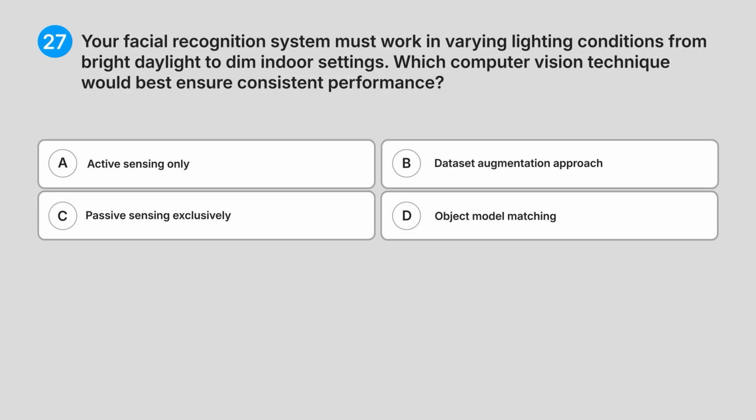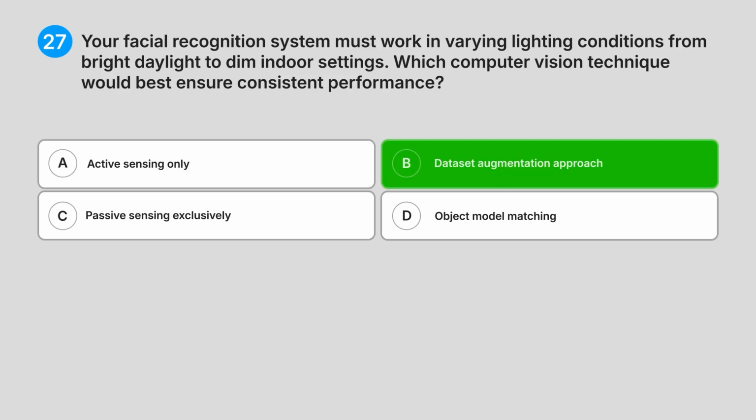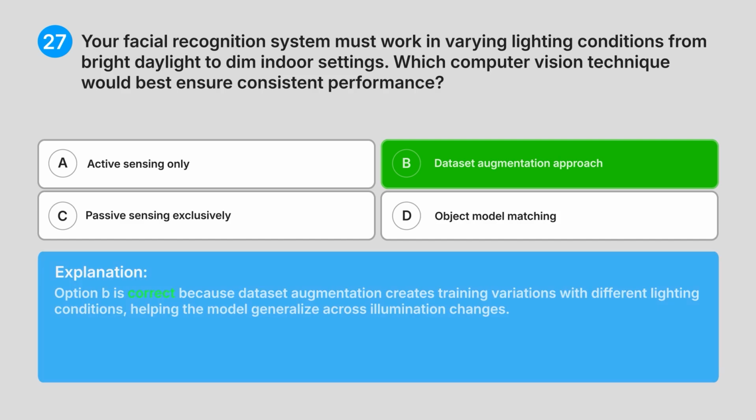Correct answer, B. Dataset augmentation approach. Explanation. Option B is correct because dataset augmentation creates training variations with different lighting conditions, helping the model generalize across illumination changes.